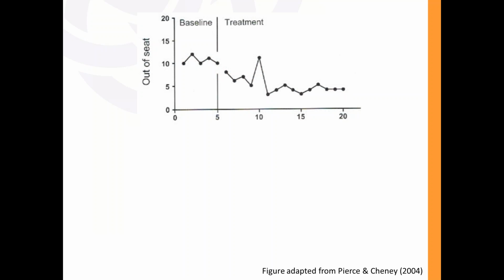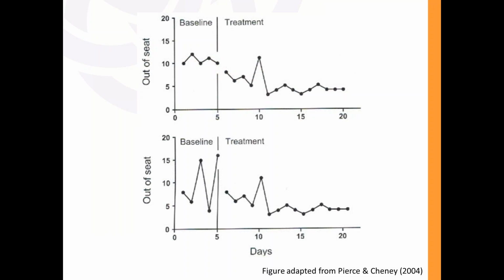Now, another example of the same kind of study is this. Now the baseline is really much more variable, right? So we can see that it's low on day 1 and 2, but then it goes really high on day 3, really low on day 4, and then really high again on day 5. Okay, so now if we look at this kind of data, the picture's a little different, right?